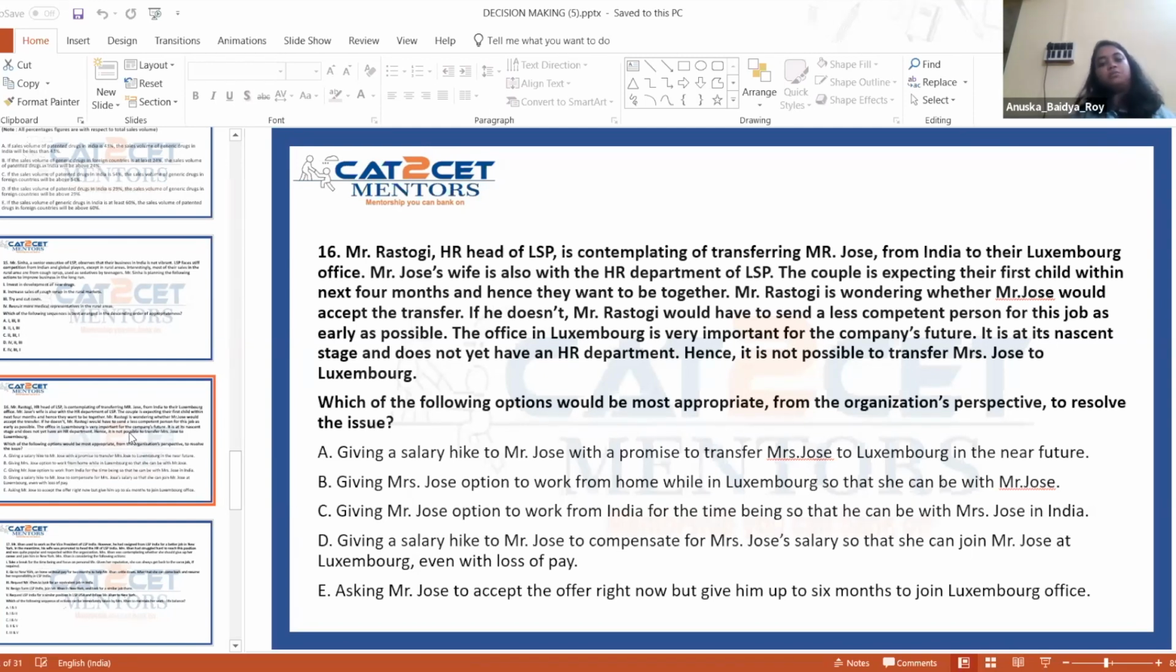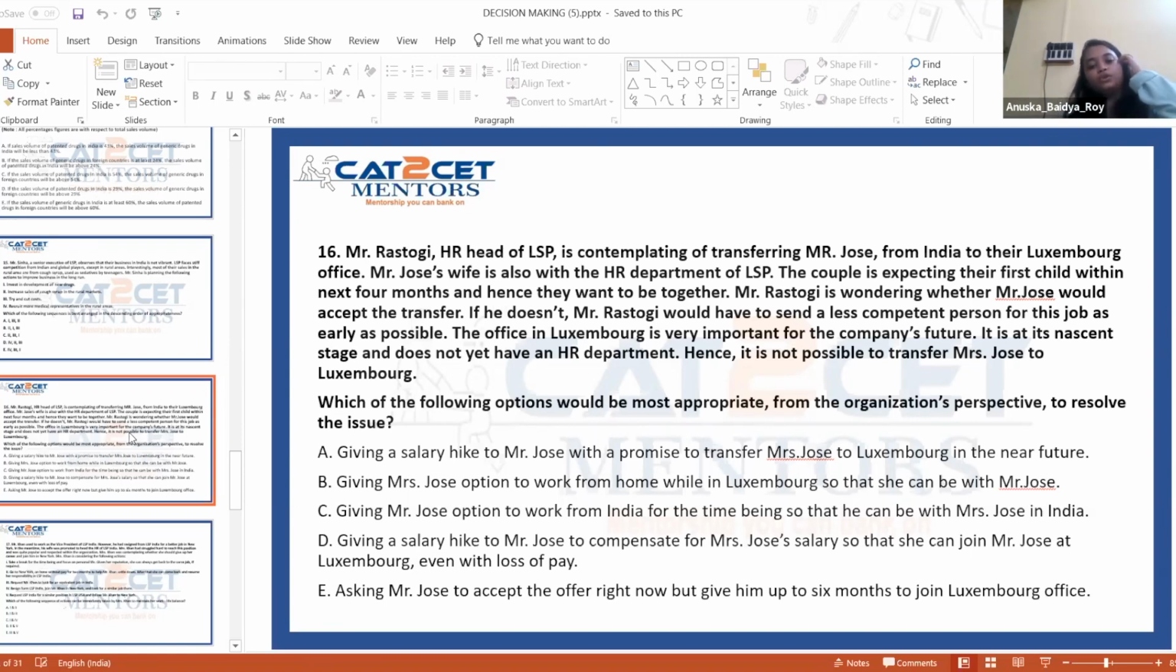Jose to Luxembourg. ठीक है, यहाँ प्रॉब्लम क्या है कि एक इंसान को ये लोग चाहते हैं लग्जमबर्ग में भेजना, उसकी बीवी है, they are expecting a child. Now the wife is also with the same organization, but the wife cannot go there because there is no HR department there. But this Mr. Jose has to be sent there because he is very important. He's a very important person and the Luxembourg office needs him. Okay.